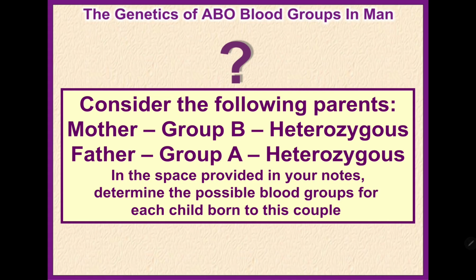So we're going to consider the following problem here. We have a mother who is group B and heterozygous, and a father who is group A and heterozygous. Given this situation, we need to consider the possible outcomes of the children being born to this couple.